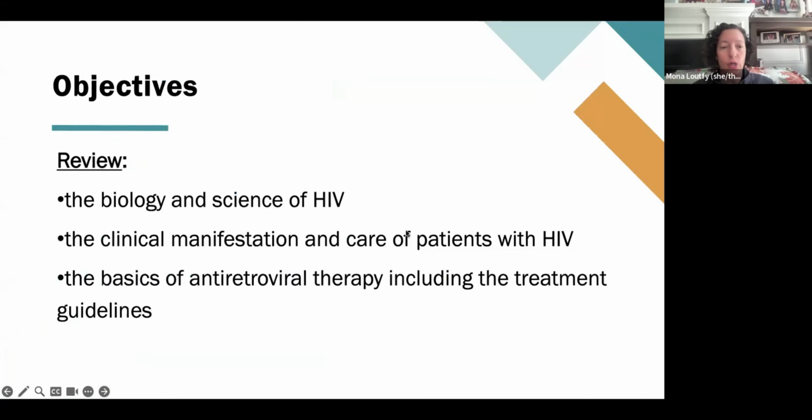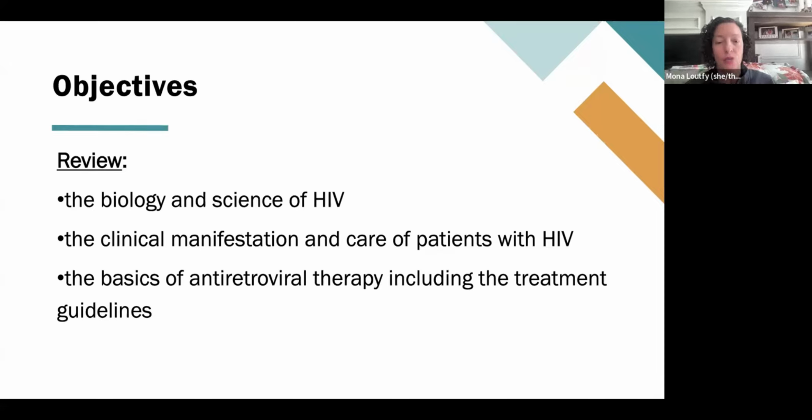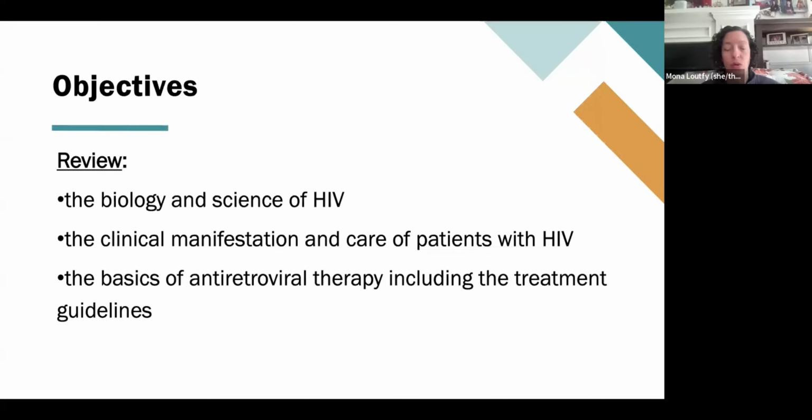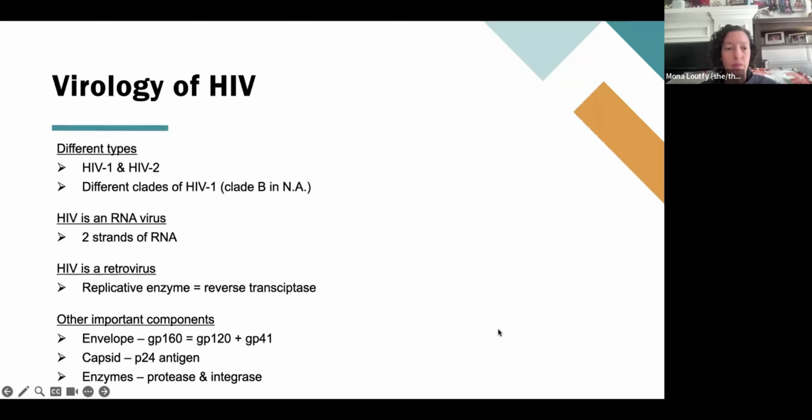So we're going to go over a little bit about the biology and science of HIV, a bit about the clinical manifestations and care of patients living with HIV. And then we're going to go over more about antiretroviral therapy, which we didn't get to in part one, HIV 101. So I wanted to spend more time talking about antiretroviral therapy. And actually, I added a piece about pregnancy. So we'll go over that also.